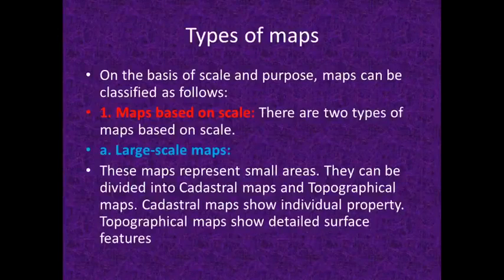In maps, we have types of maps on the basis of scale and purpose. Maps can be classified as follows. Maps based on scale. There are two types of maps based on scale. A, large scale maps. These maps represent small areas. They can be divided into cadastral maps and topographical maps. Cadastral maps show individual property. Topographical maps show detailed surface features.